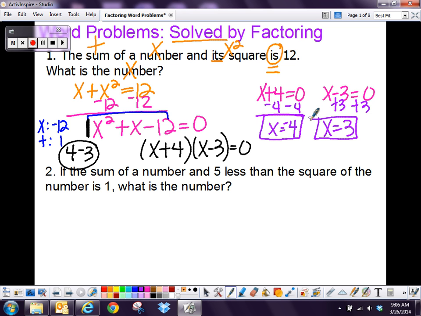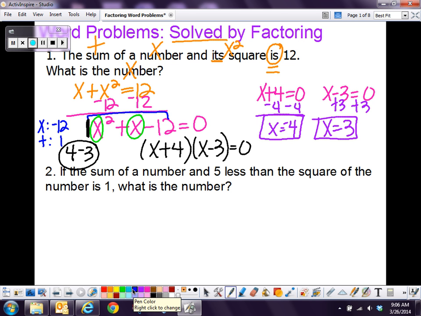Remember, these can also be called roots. These can be called zeros. And they can also be your x-intercepts. Those all mean the same thing. If I were to take those two numbers and plug them in for these x's, then it would work. Both of these solutions would work in the problem.